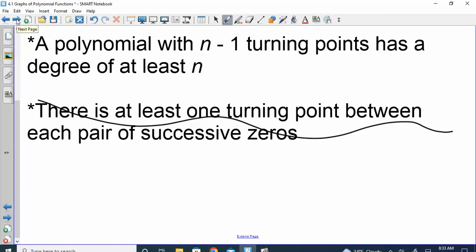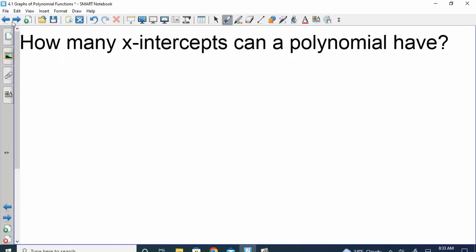And I'm really not worried about this last one right now. We're not going to talk about it too much. All right, last thing that I wanted to touch on, x-intercepts are where the graph hits the x-axis, right?